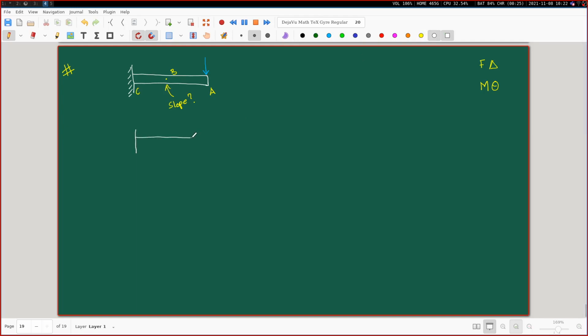In terms of the algorithmic steps which I had outlined in my previous recorded video, the four steps, I'll follow the exact same things. First, I'm going to remove this external loading, and then at this point where I wish to determine the slope, I will apply my virtual moment. Let this be called delta M naught. Previously, I had applied a delta P, now I'm applying a delta M naught.